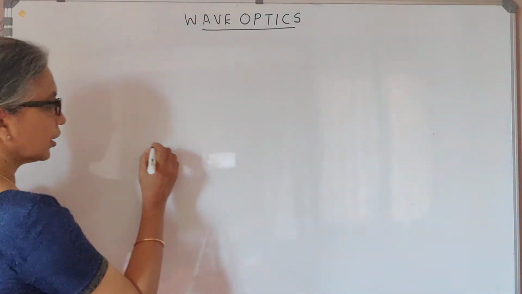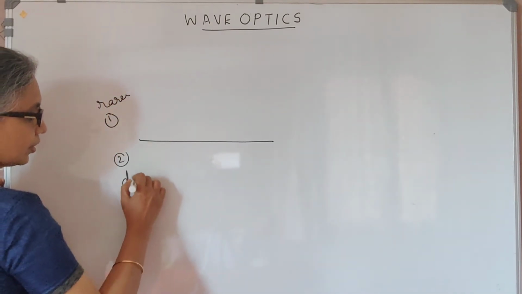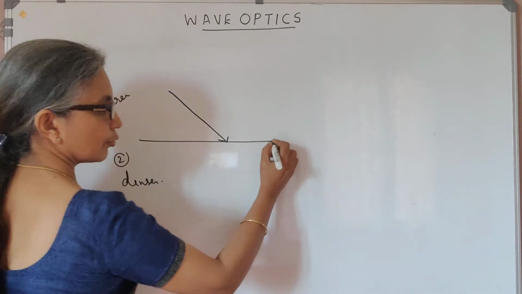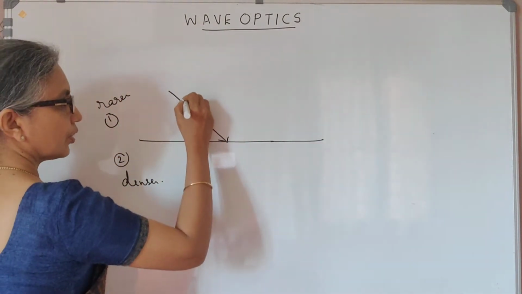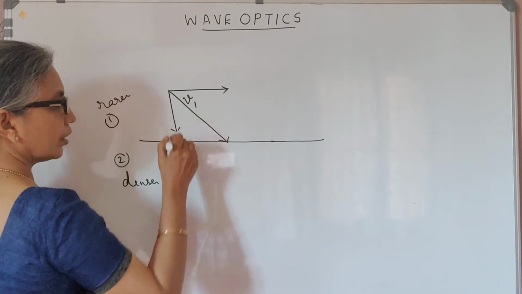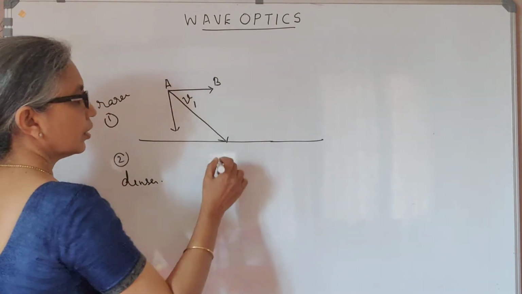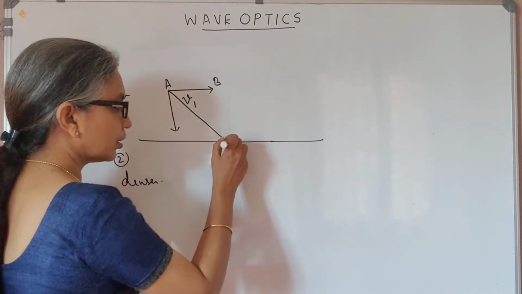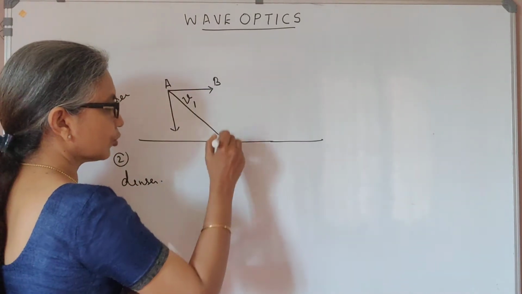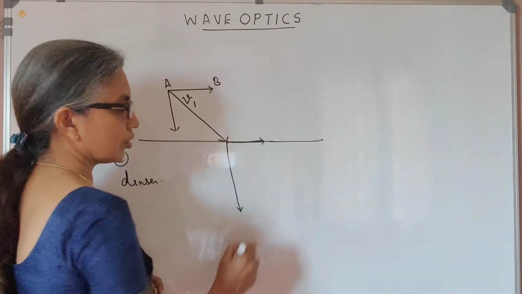Now in that, what he said is that if you have a medium that separates two mediums, let's say this is a rarer medium and this is the denser medium, and you have this particle of light incident on this interface between the rarer and the denser medium, let's say with a velocity v1. Now this has two components, one along the horizontal direction and the other along the vertical direction. Now if I call this horizontal component AB, according to his theory, as this particle hits the interface and enters the denser medium, the speed will also have two components, one along the vertical direction and the other along the horizontal direction.